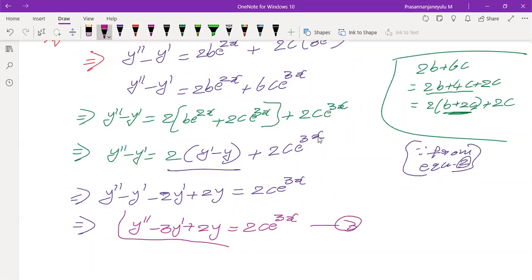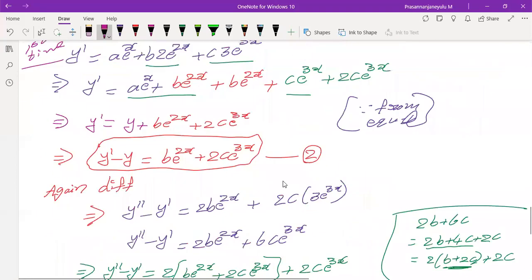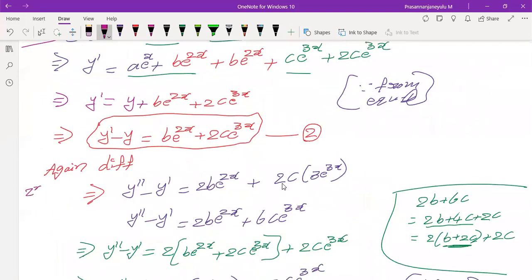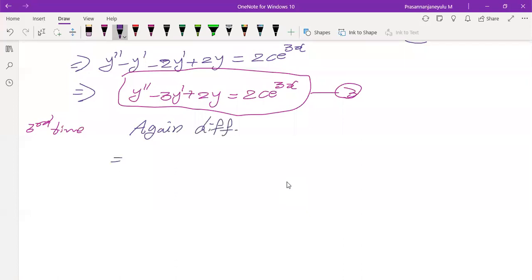Now, how many times have we made differentiation? Actually, we have to do it 3 times. So this is the first time, just for our understanding purpose. And this is the second time. And then the third time. We do this third time differentiation: differentiate again with respect to the same x variable. Then what are we going to get?